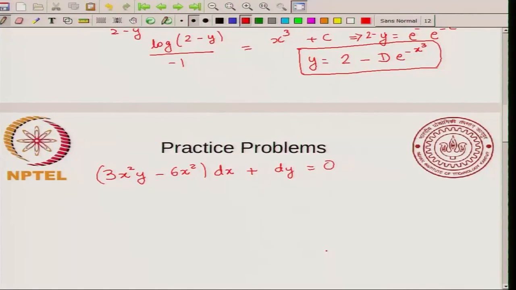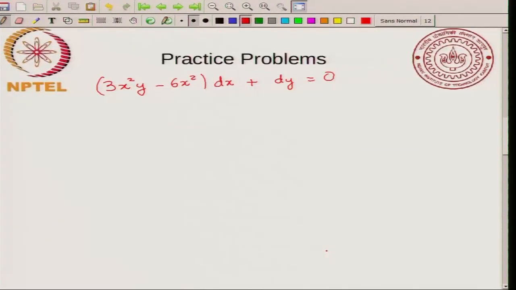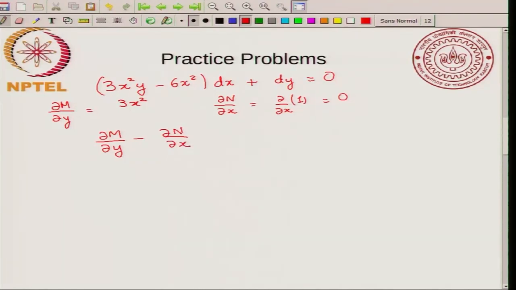Now you can take this equation and check whether this is an exact differential. So calculate dou M by dou y, which is equal to 3x square, and dou N by dou x, where N is just a constant 1, so dou N by dou x is 0. Clearly, dou M by dou y is not equal to dou N by dou x. If I take dou M by dou y minus dou N by dou x, this difference is equal to 3x square, because dou N by dou x is 0.